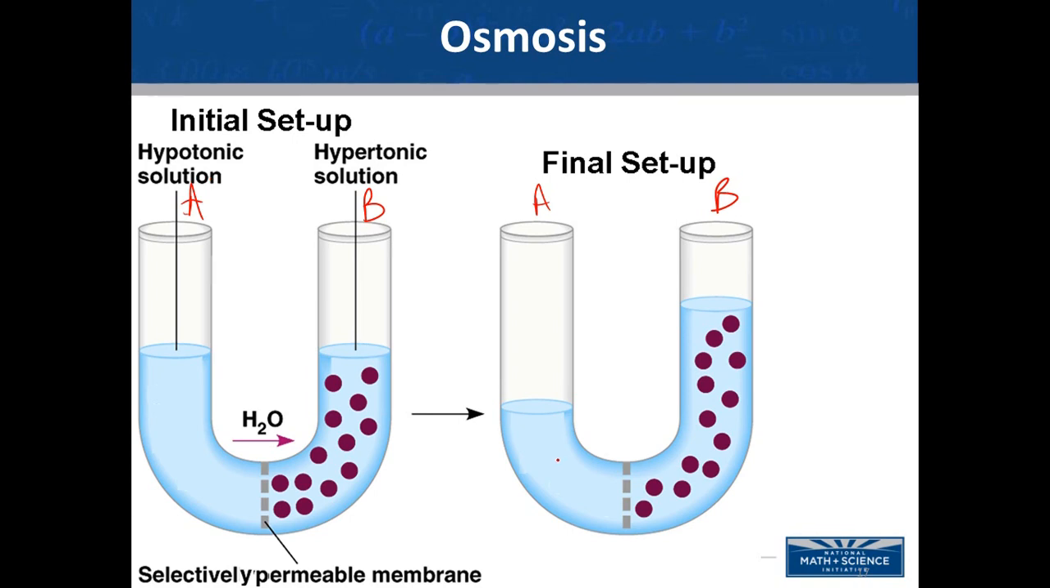net movement of water to go from side A to indeed side B. Okay, remember the net movement. My question to you is, why is it that not all the water goes from A to B? Because even in this situation right here, this is still a hypotonic solution. Why is it that all the water doesn't go from side A to side B? So take a moment and think about it.